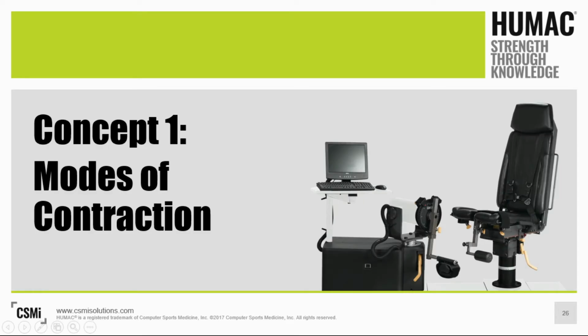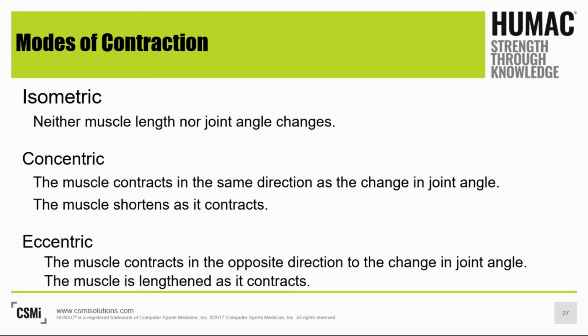The first concept is the mode of contraction. Our muscles are only able to contract in 3 ways. In isometric contraction, there's no movement of the muscle or the joint angle. For a concentric contraction, the muscle contracts in the same direction as the change in the joint angle and the muscle shortens. In contrast, in eccentric contractions, the muscle contraction occurs in the opposite direction as the change in the joint angle and the muscle elongates.